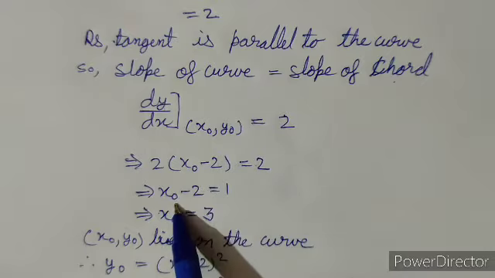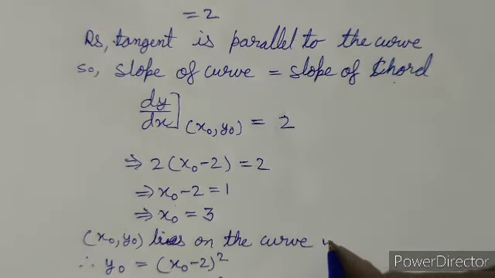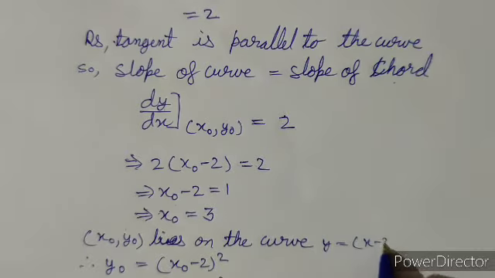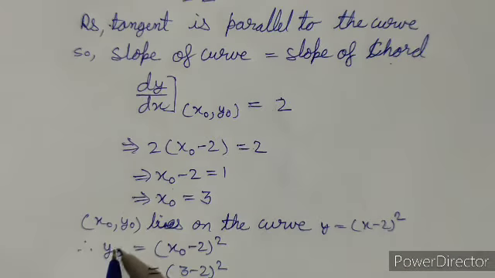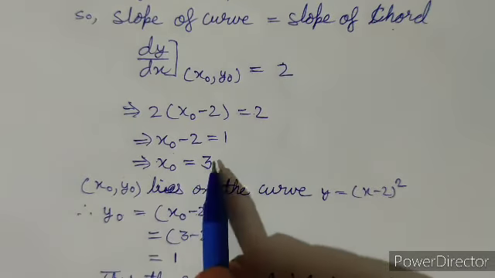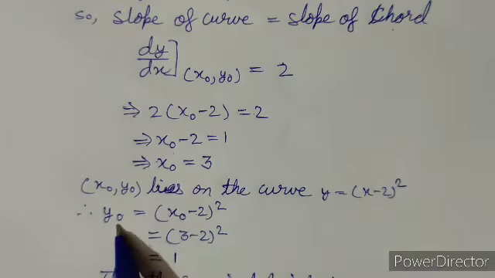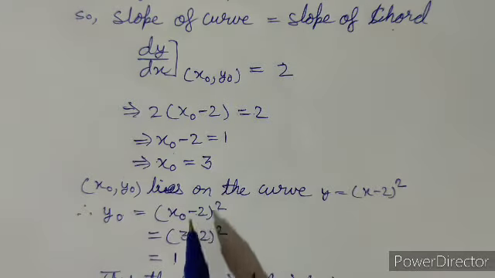As we know that (x0, y0) lies on the curve y = (x - 2)², this point is on the curve, so it will satisfy the equation of the curve. Therefore y0 will be equal to (x0 - 2)². On putting the value of x0, that was 3, we will get y0 as 1. Thus the required point is (3, 1).